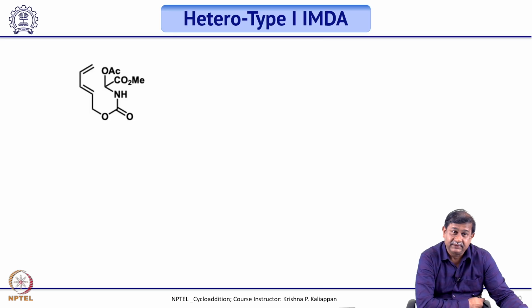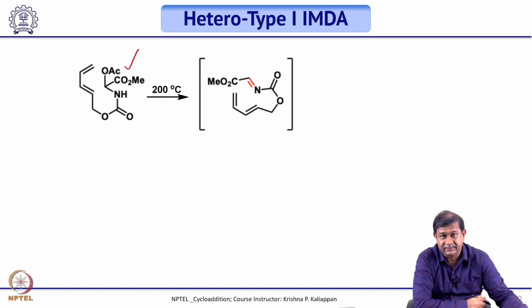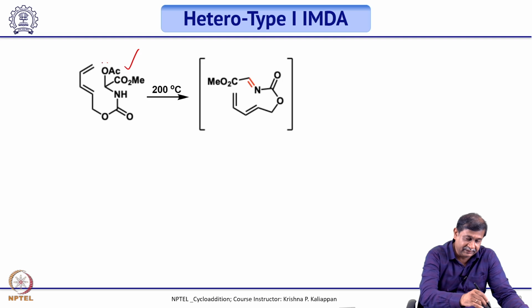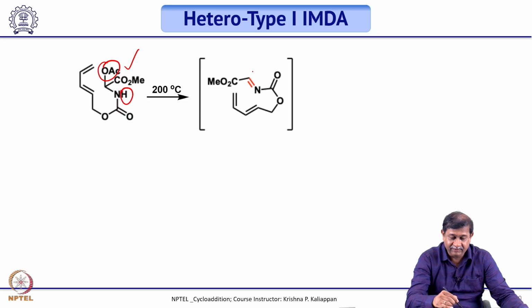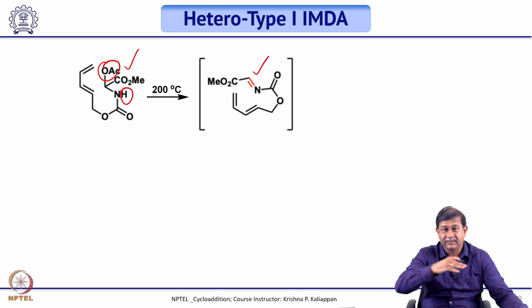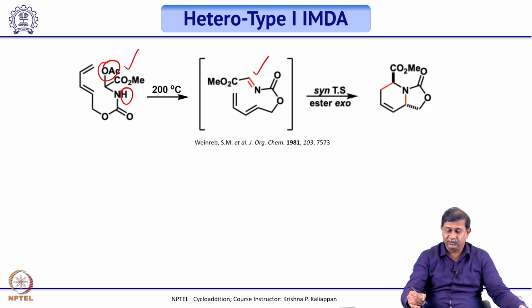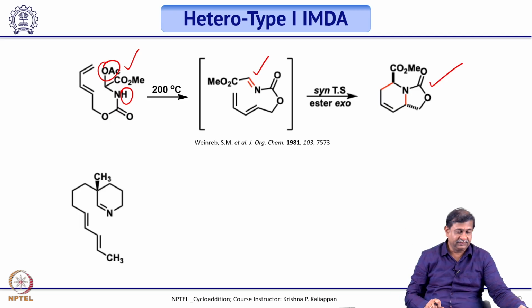Can you generate a heterodienophile in situ? Yes. For example, if you take such a system and then treat with base, it can undergo elimination of this acetic acid, or you can heat it. When you heat it, it can undergo elimination of acetic acid through cis elimination. So that will lead to this heterodienophile, which is formed in situ, and can undergo an intramolecular Diels-Alder reaction through an exo transition state to give this compound. And this can be further extrapolated to a very interesting natural product-like compound.